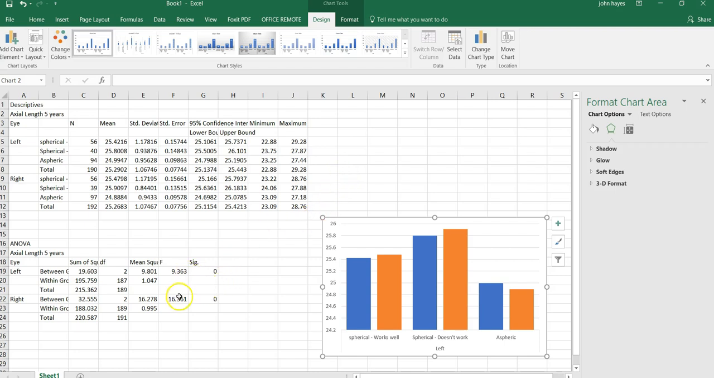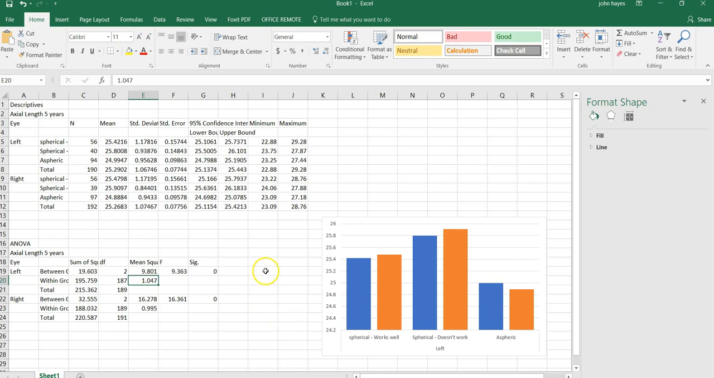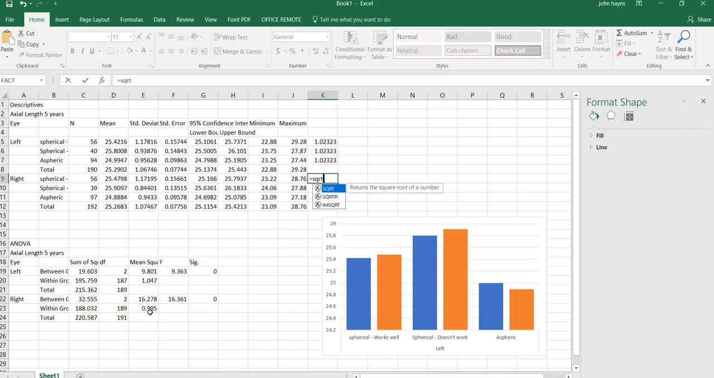Now, we said before that the square root of the mean square error is the standard deviation. So we can come up here and say equals square root of this number. We're going to hit F4 so we make it absolute there. And then we're just going to copy down these first three. This is the left. Now we're going to do the same thing over here. We're going to look at the right eye. We're going to go equals the square root of this value. And did I hit F4? I did not. So F4 fixes that value. I'm going to copy that down.